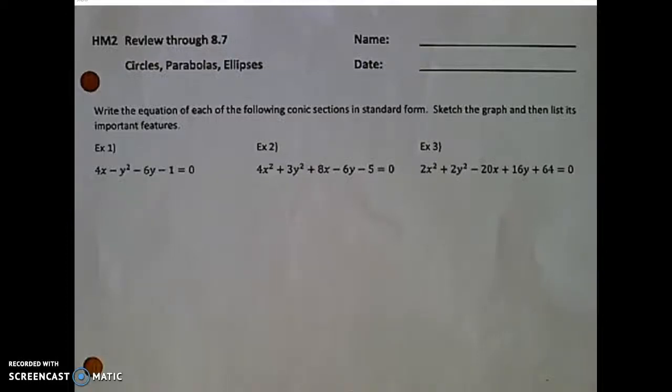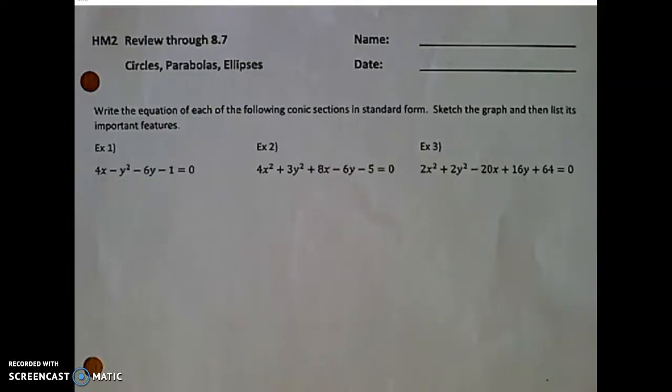Accounting Honors Math 2. Today is Thursday, April 2nd, and we are going to spend some time today reviewing all of the conic sections we've seen so far. Once again, thank you so much for working through things at home. Everything you're doing at home is very important, so thanks for keeping up with things.